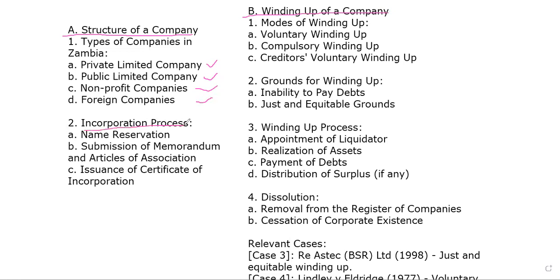And we'll also look at the incorporation process, how a company comes to life, how a name is reserved, how we submit this memorandum of association and certificate of incorporation. Then we'll later on go to discussing how a company can be wound up. So I'll look at it in the context of our Zambian cases. So be as creative as you can, where you are able to remember.